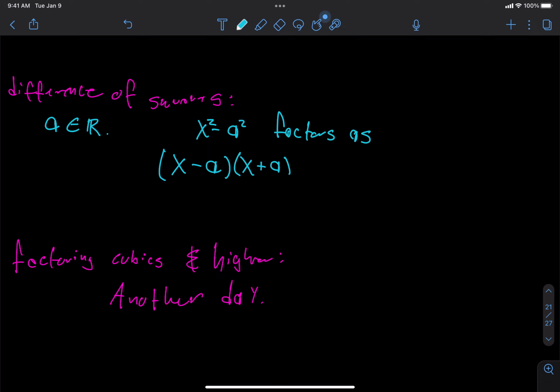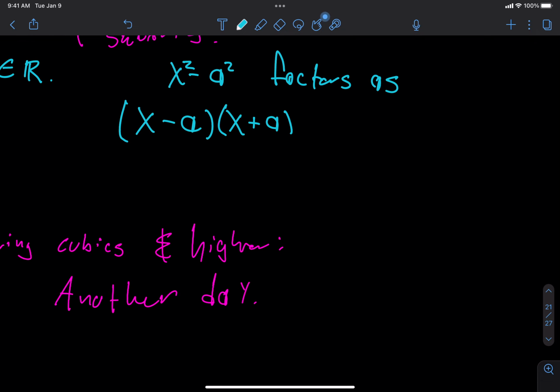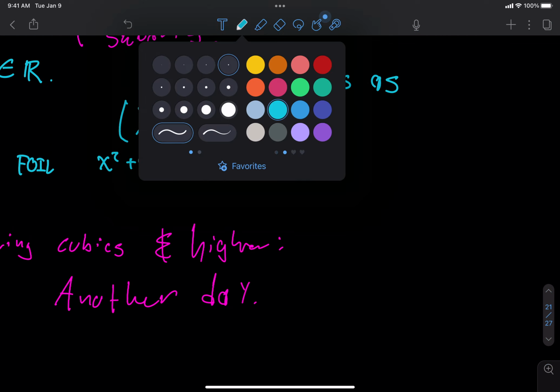Okay, so why is this true? Well, you can see it easily if you take x minus a and x plus a and you FOIL it. What would we get? We would get x squared plus ax minus ax minus a squared, right? So the plus ax and the minus ax, they cancel each other out, right? They cancel each other out.